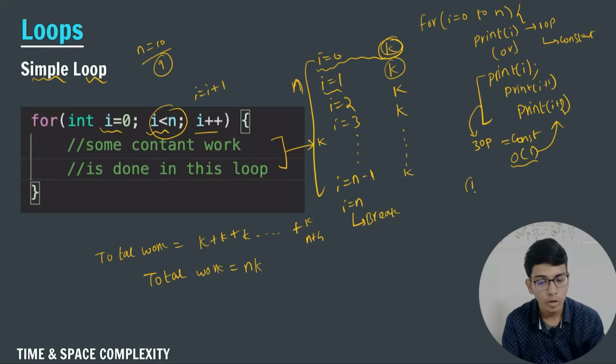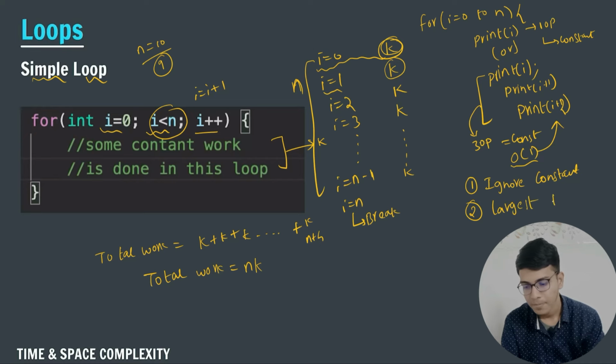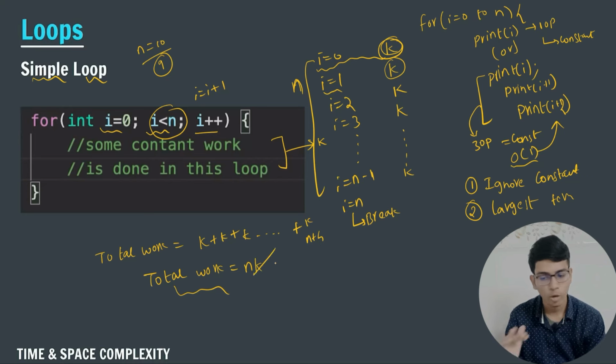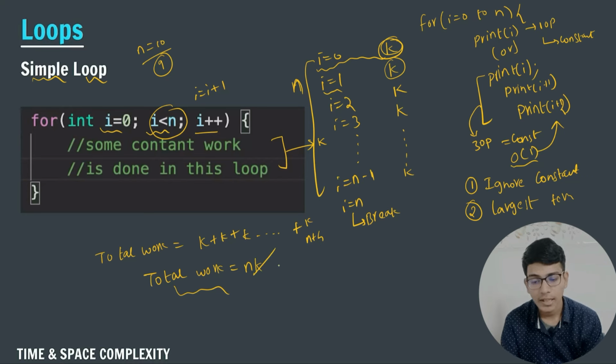In previous videos, I told you that to calculate time complexity, first of all, we ignore constants. After that, the second step will be that we take the largest term. Here, you can see that in the total work done, k is constant. So first of all, we will ignore k. After that, what is the largest term in our total work done? That is n. So our time complexity will be big O of n.